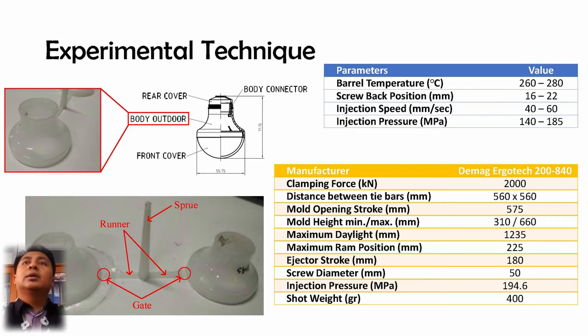In this part, we have the barrel parameters: screw back position, injection speed, and injection pressure. This means we can set the value of each parameter from one level to three levels, followed by the value of the parameter itself.